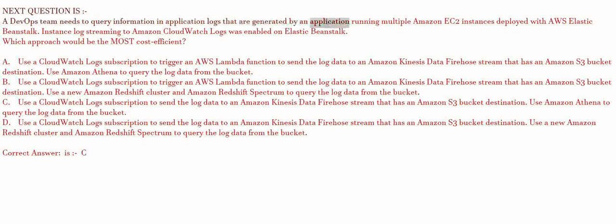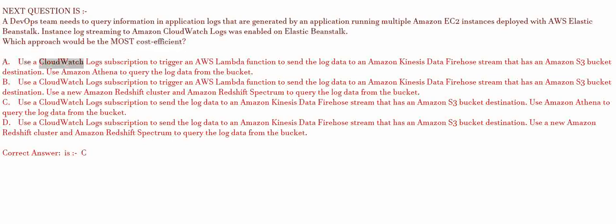Next question is: a DevOps team needs to query information in application logs that are generated by an application running on multiple Amazon EC2 instances deployed with AWS Elastic Beanstalk. Instance log streaming to Amazon CloudWatch Logs was enabled on Elastic Beanstalk. Which approach would be the most cost-efficient?